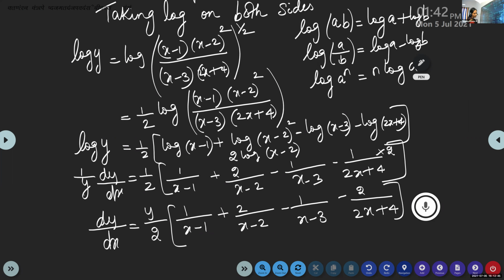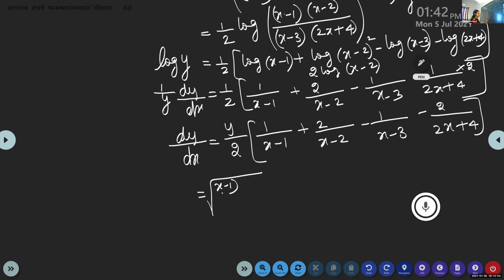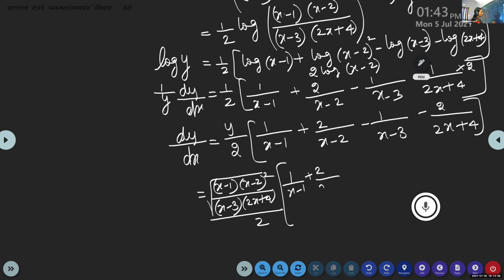Now substitute for y. Okay, in the last step, you should substitute for y also. What is y? It is root of x minus 1 into x minus 2 the whole square by x minus 3 into 2x plus 4, by 2 into 1 by x minus 1 plus 2 by x minus 2 minus 1 by x minus 3 minus 2 by 2x plus 4. So this is our dy by dx. This is the dy by dx.